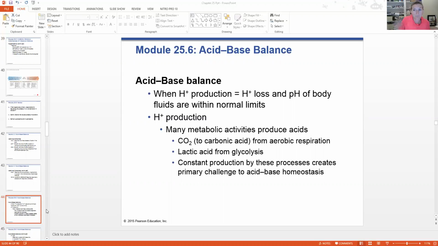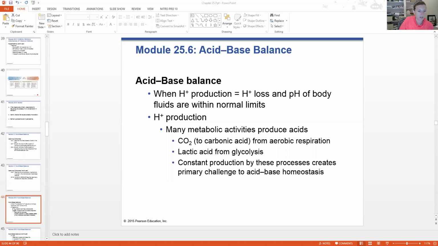How are hydrogen ions produced? Well, this should sound familiar to you. Metabolic activities like carbon dioxide to carbonic acid, right? This happens during aerobic respiration. This happens in our red blood cells. Lactic acid, if there is anaerobic respiration going on, from glycolysis is going to lead to a buildup of hydrogen ions as well. There's also a constant production of these in general, just as our body is mostly transporting carbon dioxide as bicarbonate. So a buildup of hydrogen ions from that carbonic acid.